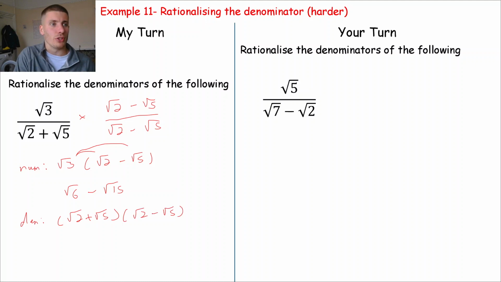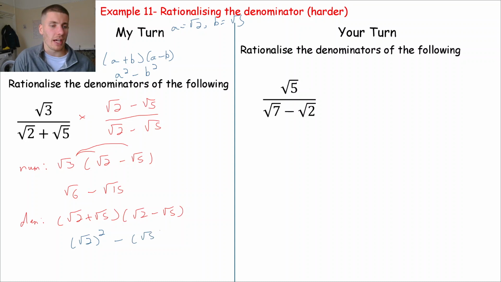And that is the difference of two squares. You've got something in the form a plus b, a take away b. Therefore, if you expand the brackets, it's going to go into the form a squared take away b squared, where in our case a is equal to root 2 and b is equal to root 5. So it's going to be root 2 squared, take away root 5 squared.